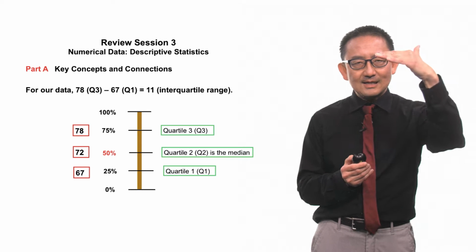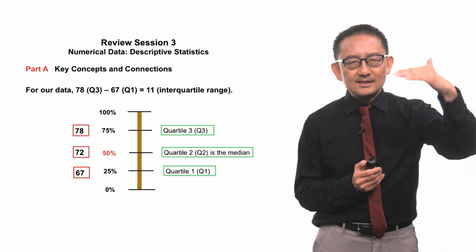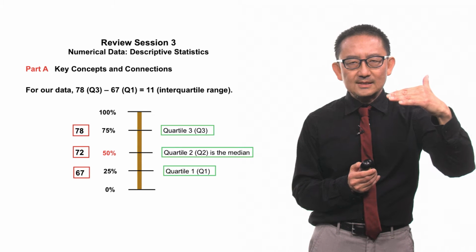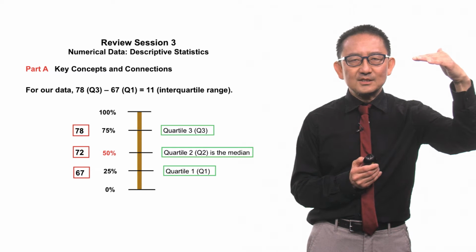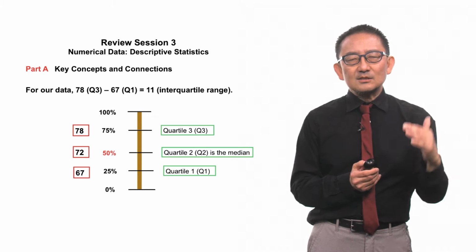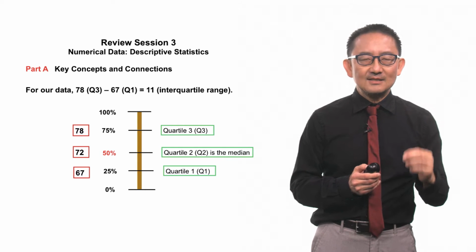Let's take a look at it on our graph. Quartile 3 is 78. Our quartile 1 is 67. So when we do the subtraction, we get 11. So our interquartile range of this data set is 11.